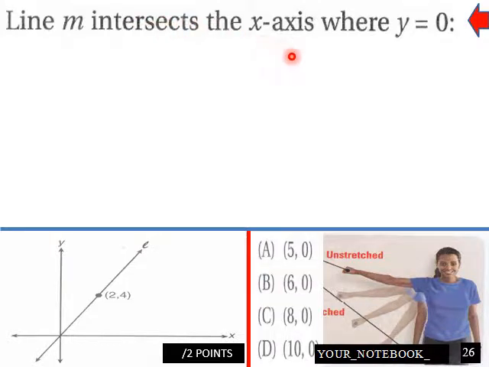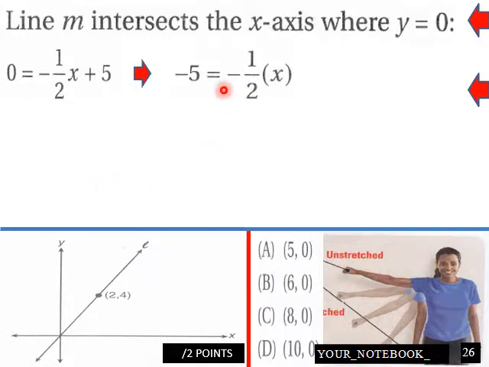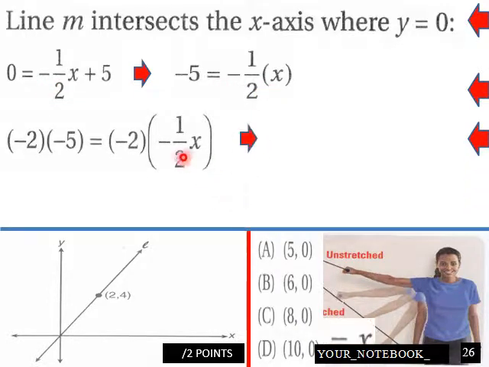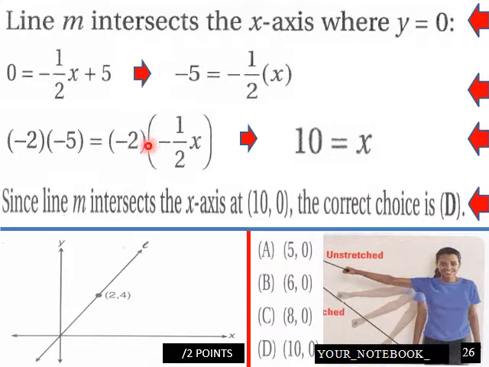Line M intersects the x-axis where y equals 0, so we plug in 0 here. Negative 5 equals, we bring our 5 over here, negative 5 equals negative 1/2 x. So 10 would equal x in that case. Since M intersects the x-axis at (10, 0), the correct choice would be D.